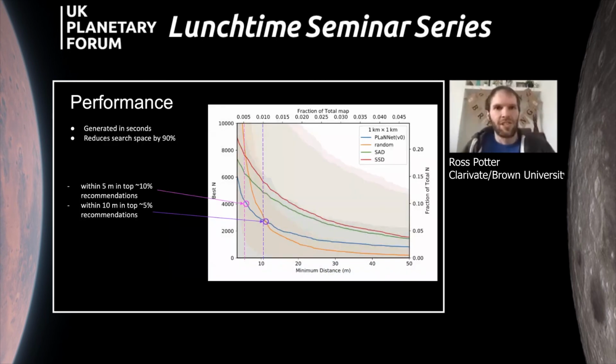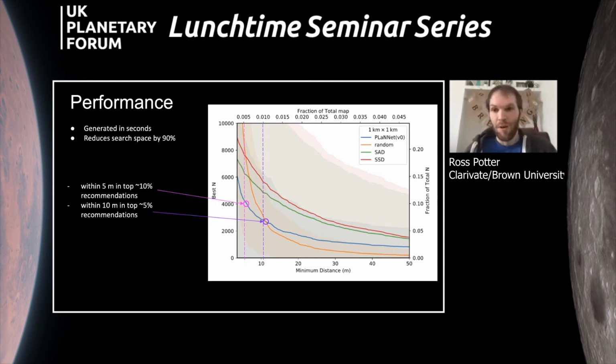This figure is showing the performance of the algorithm. The x-axis is the minimum distance from the true location. If we just look at the dotted pink and purple lines, on the pink line, the top 10% of the recommendations that the algorithm suggests were within 5% of the true location. And the top 5% of recommendations were within 10%.